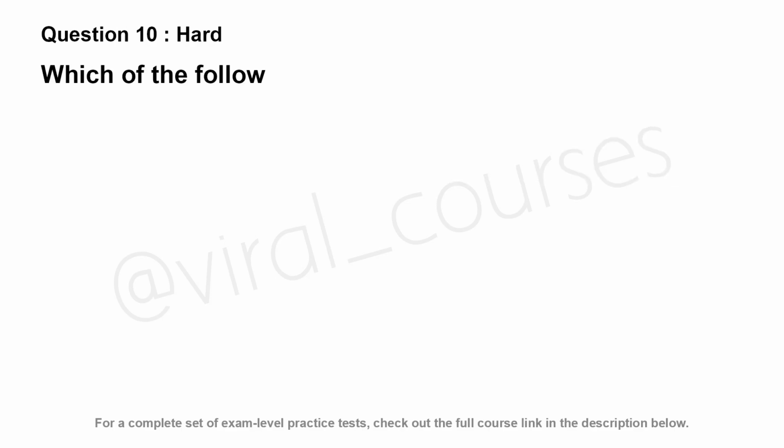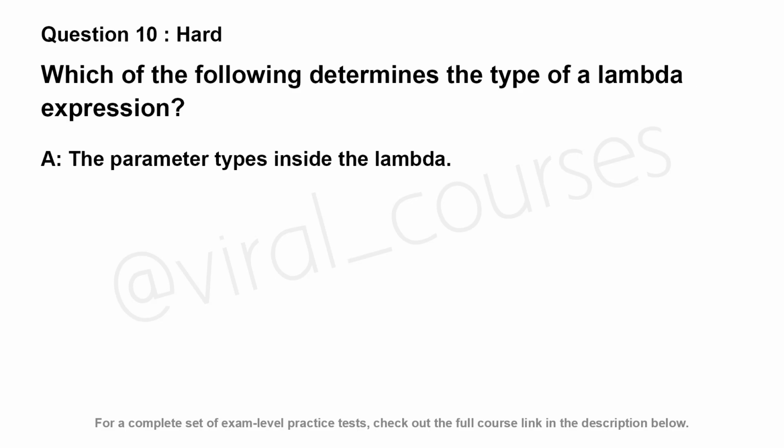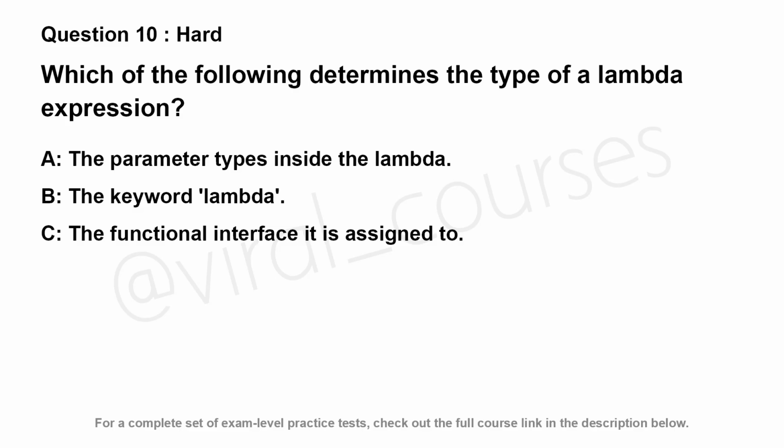Which of the following determines the type of a lambda expression? Option A. The parameter types inside the lambda. Option B. The keyword lambda. Option C. The functional interface it is assigned to. Option D. The return type of the lambda body.